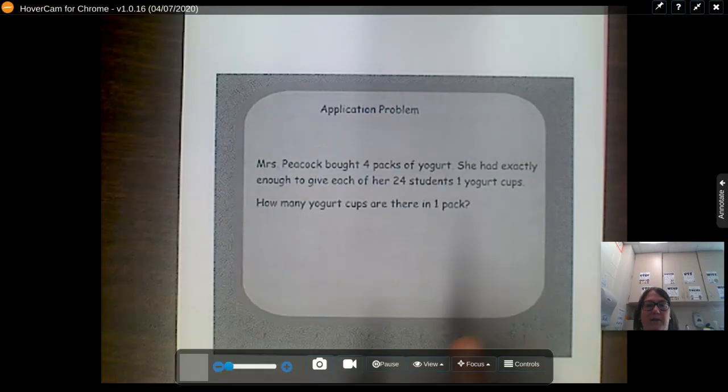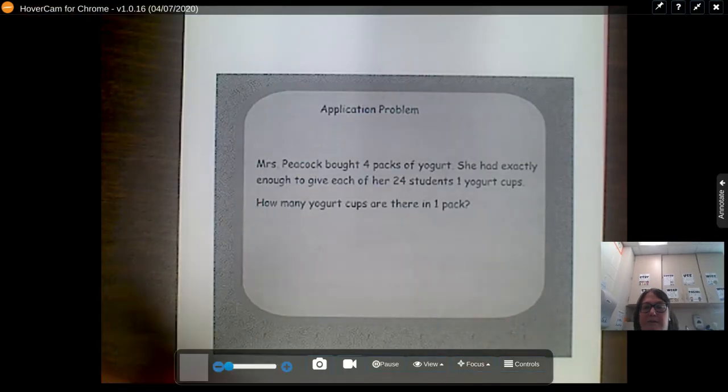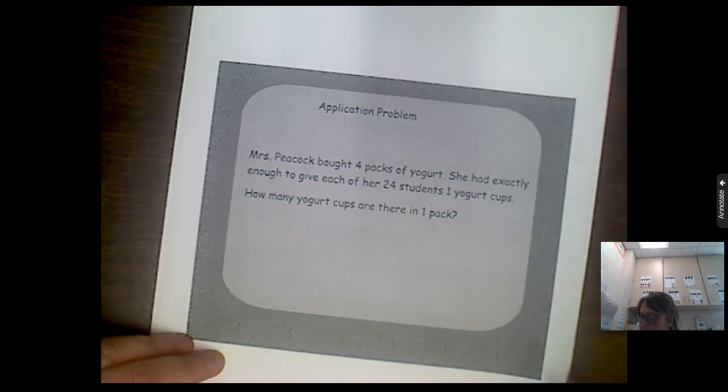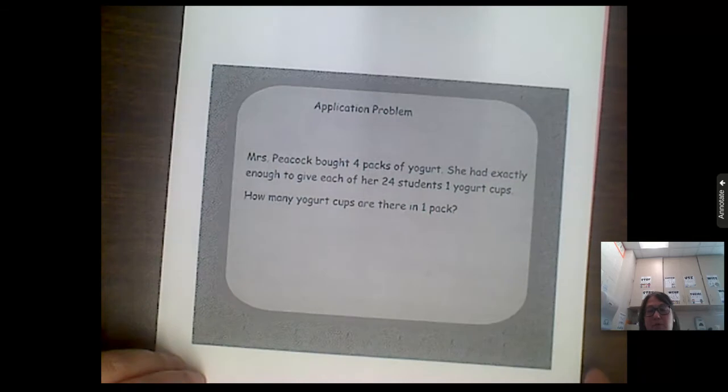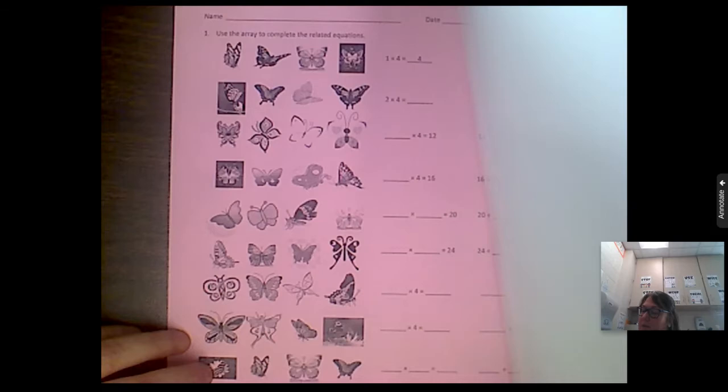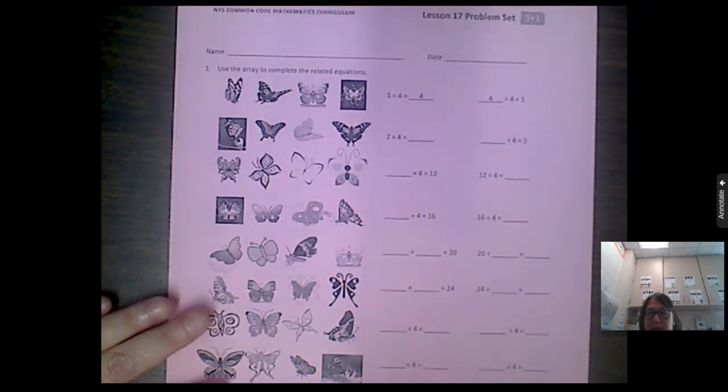Hi, friends. We are getting ready to start our next math lesson today, and we are on math lesson 17. In front of you, you need a piece of scrap paper and a pencil, or a whiteboard and a marker. And look at this pretty problem set we have for today.